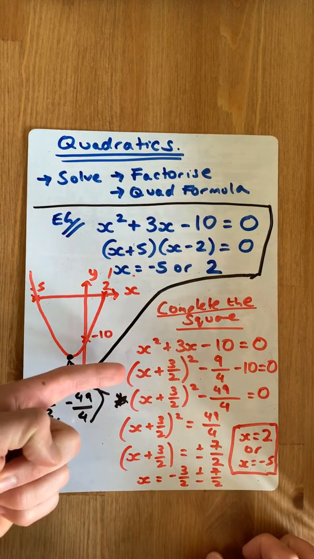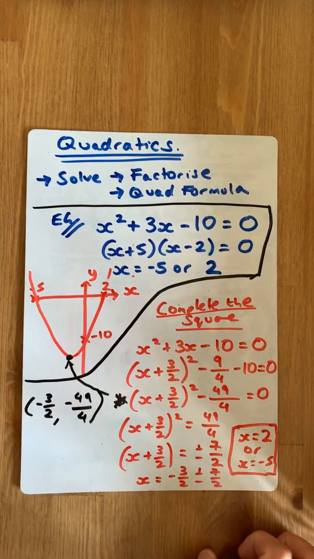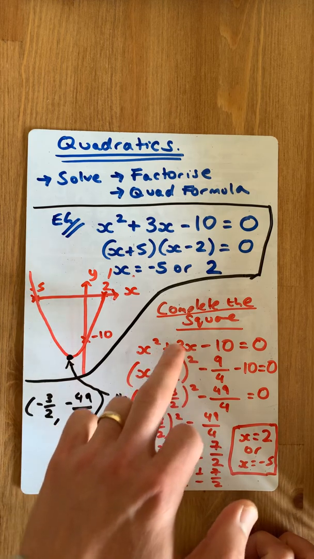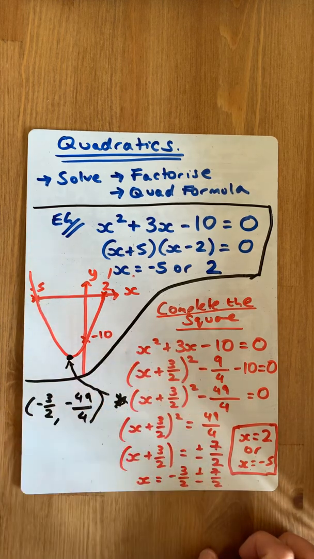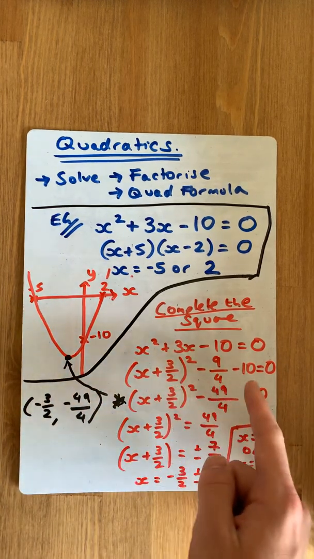Okay, so this is how we're going to start every single completing the square question. We're going to halve our b number and square it with the x. We're going to take away the square of that number, and minus 10 equals 0.